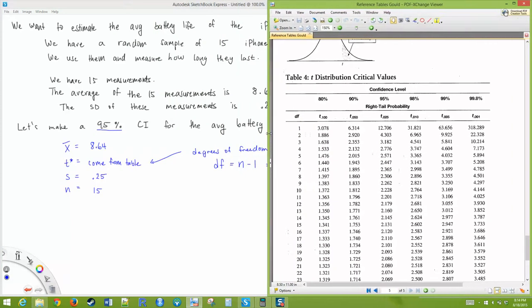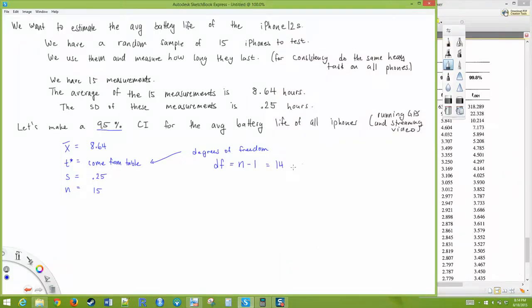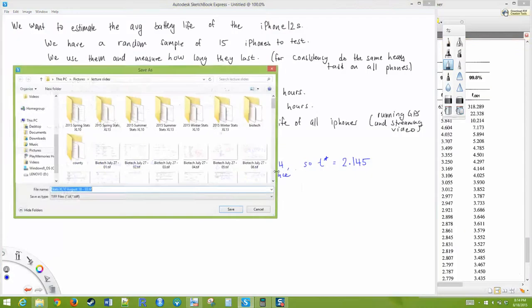Okay, so what we do is we go to our T table and we look up 14 degrees of freedom, and at the top you see the different column headings. We see 95%, and we go to 14 degrees of freedom. So what is the T star I use? 2.145, right? Okay, are there any questions?